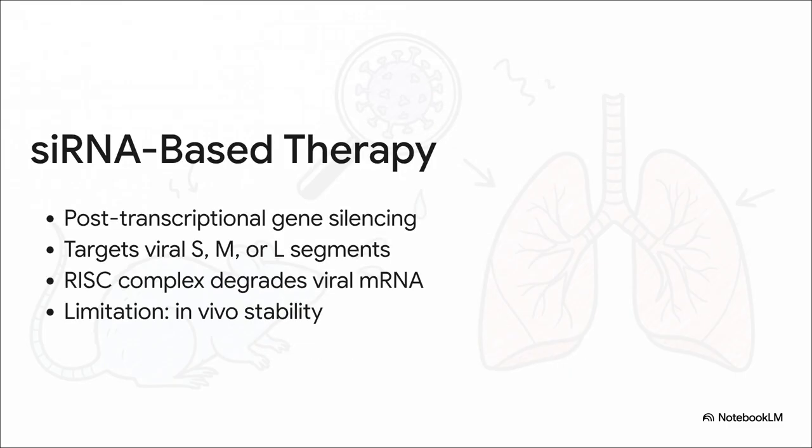Breaking down this siRNA-based therapy, it uses post-transcriptional gene silencing to target the specific viral S, M, or L mRNA segments we talked about earlier. From there, the RISC complex comes in and just degrades the viral mRNA. It sounds perfect, right? Well, there is a catch. The major clinical limitation holding it back right now is in vivo biological stability and just figuring out how to deliver it effectively in the human body.